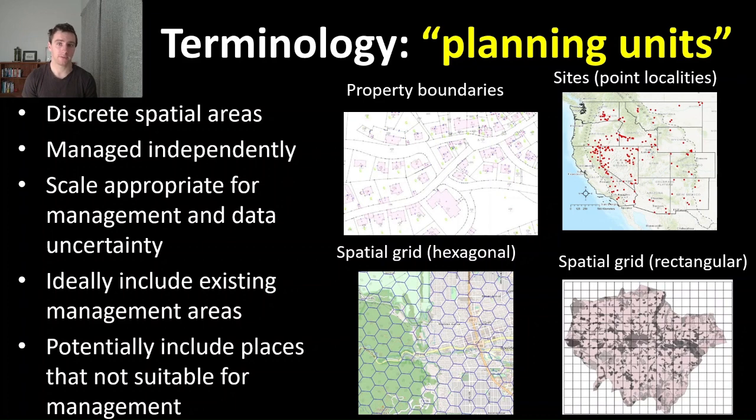When selecting and defining your planning units for your prioritization exercise, you will also probably want to consider existing management areas. This is really important so that when you identify priority areas, these priority areas will build off and enhance existing management areas. And when you're defining your planning units, you may also wish to consider places that are not necessarily suitable for management, but contain important components of biodiversity.